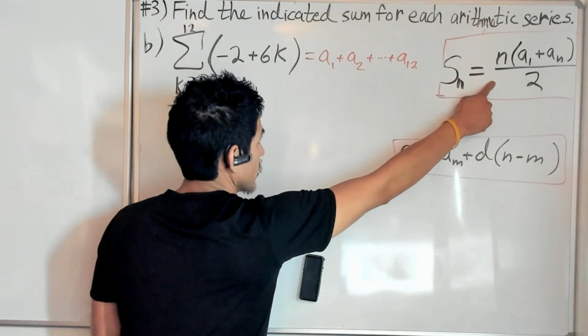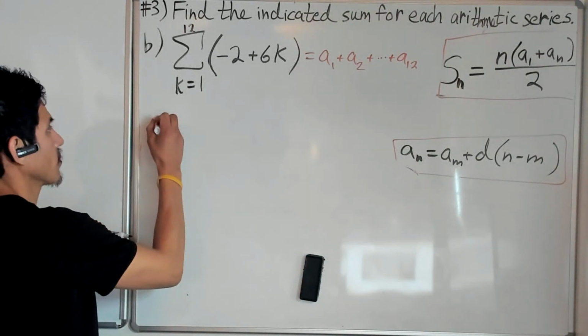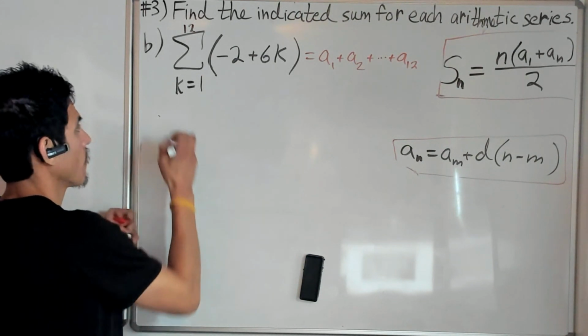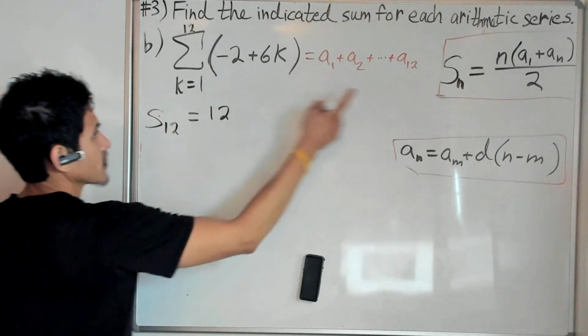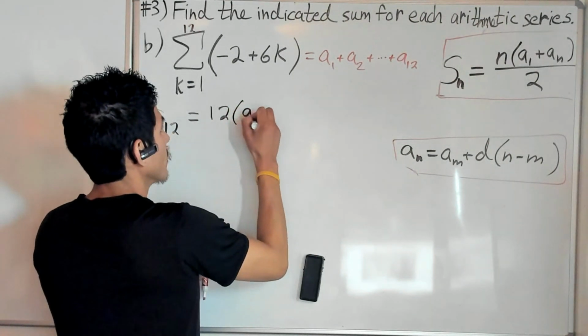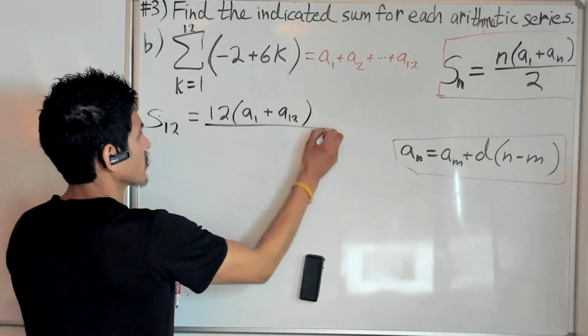So we're going to use this. Let me set that up first. S12 will be equal to 12, because that's our n, times (A1 plus A12) all over 2.